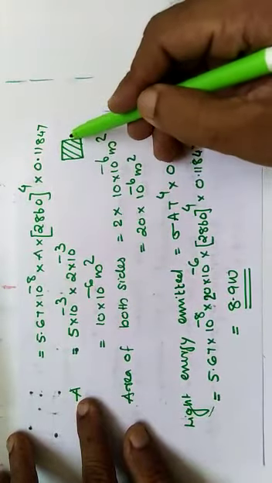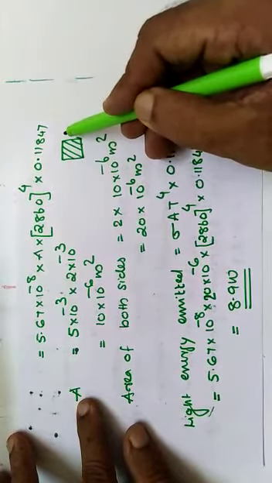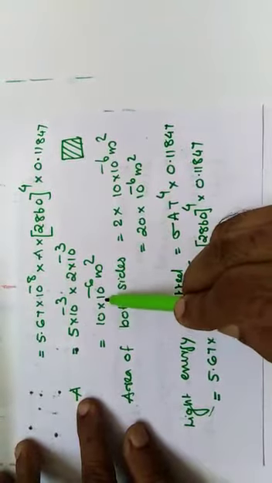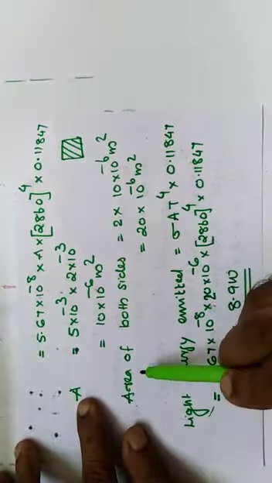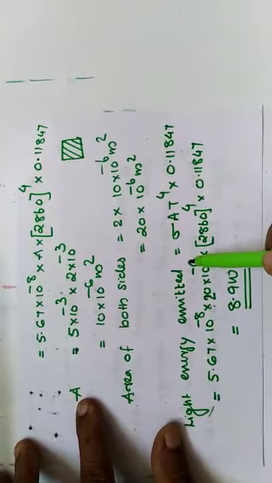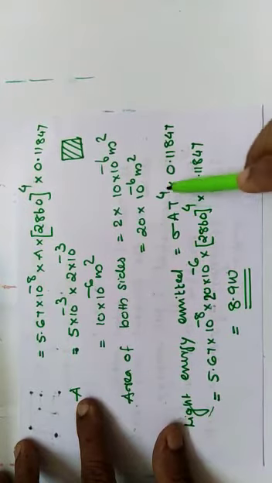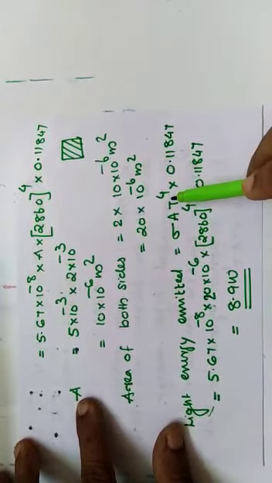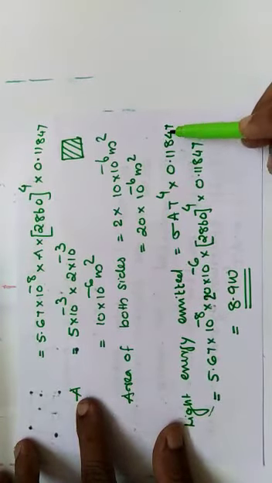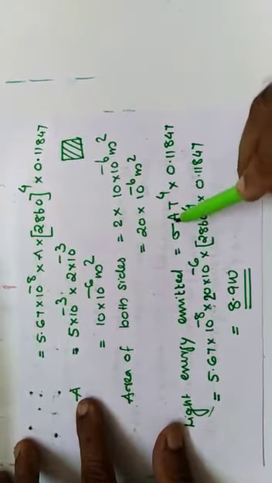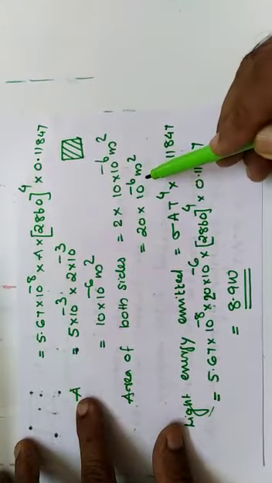So both sides, since the thickness is very small, we will be taking both sides. The area of one side equals 10 into 10 to the power of minus 6 meter square, so the area of both sides is into 2. So the energy emitted equals sigma A into T raised to 4. This is the total energy emitted. Out of the total energy emitted, only 11.84% is converted into visible light. This will include heat energy as well as light energy.